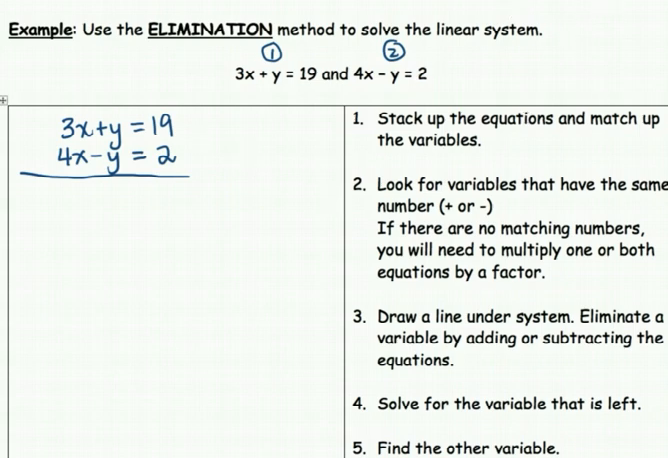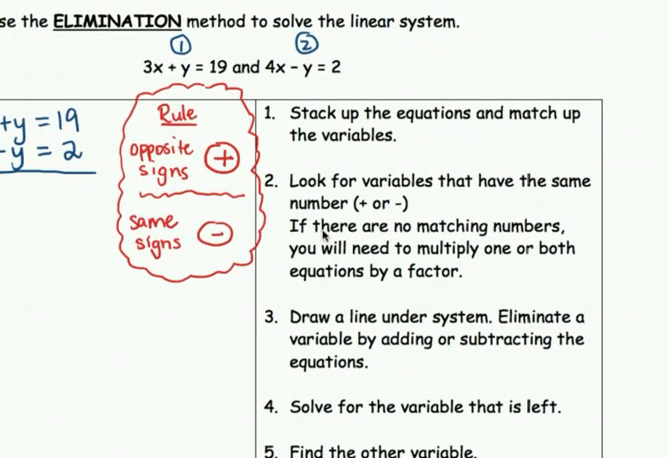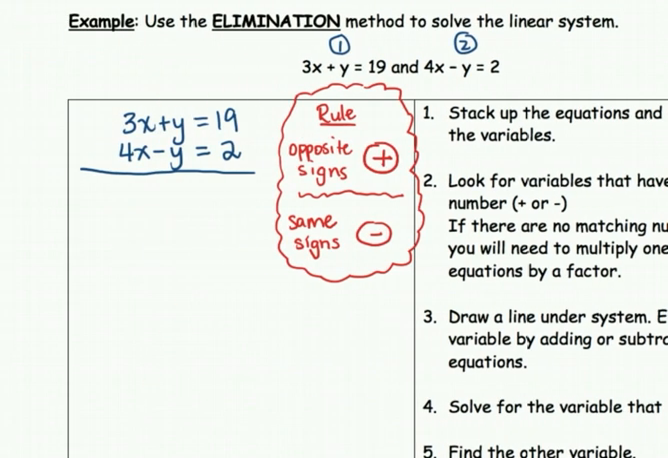Okay, I'll just do that here. Okay, so here's a rule of thumb. When you stack them up and you have some variables with the same numbers, they may not be the same sign, but they have the same numbers. So this is like a 1y, 1y.